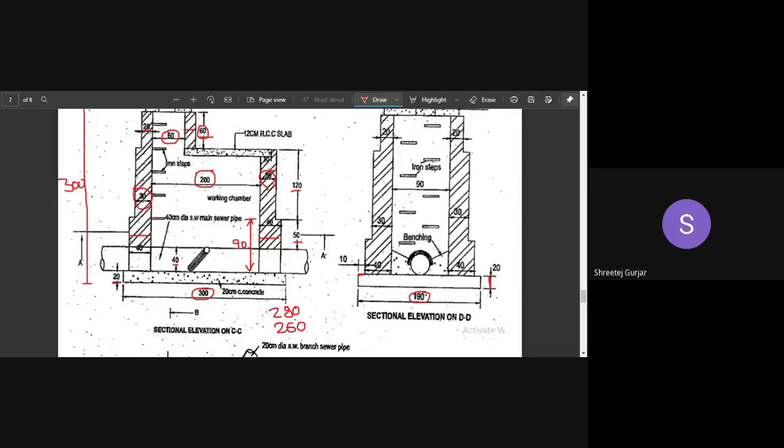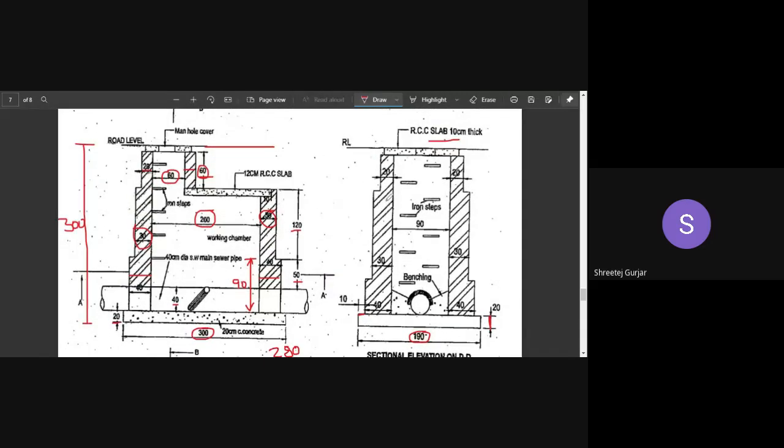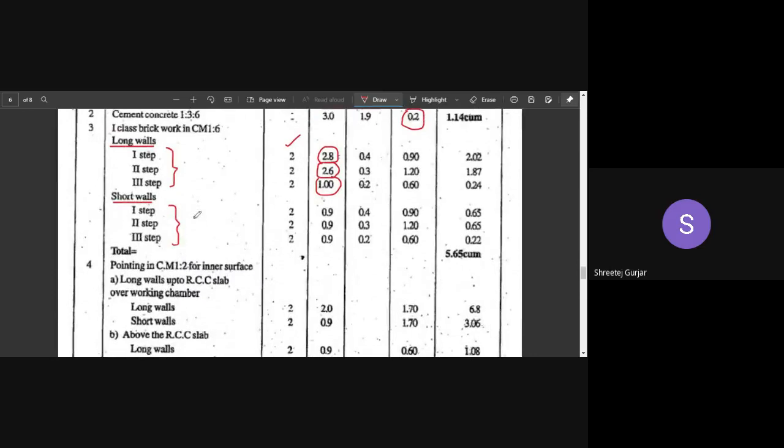For short wall, very easy. For short wall, all the lengths will be 90. Okay, lengths will be 90. Respective thickness you can substitute over there: 40, 30, and 20, and the respective heights are also the same heights. Okay, 60, 120, and 90. Okay, with this, the calculation is over. Your brickwork calculation is over.